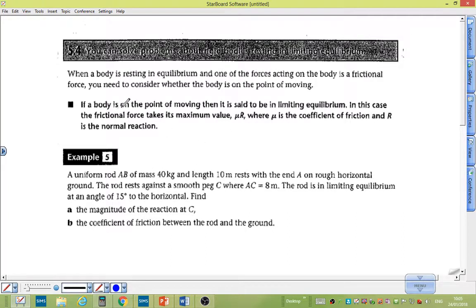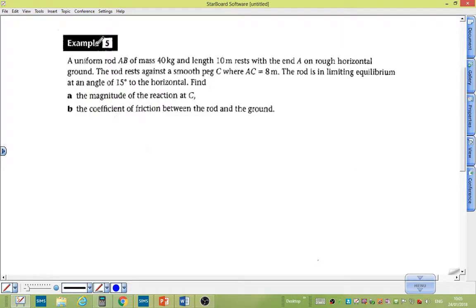So if a body is on the point of moving, then it is said to be in limiting equilibrium. In this case, the frictional force takes its maximum value, i.e. mu R, where mu is the coefficient of friction and R is the normal reaction. You should know that. Okay, so example 5.